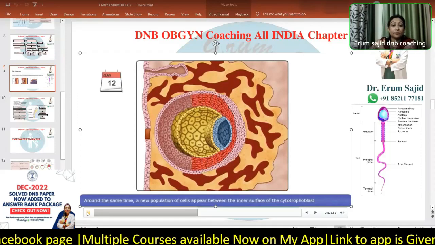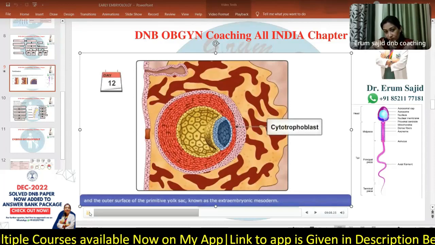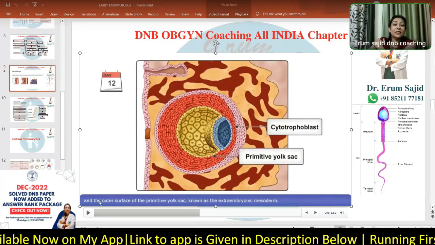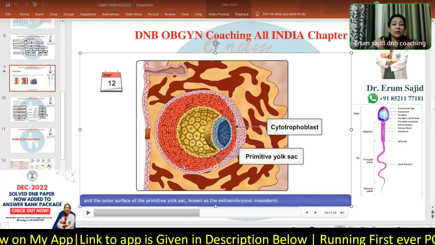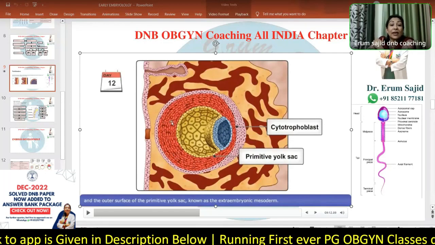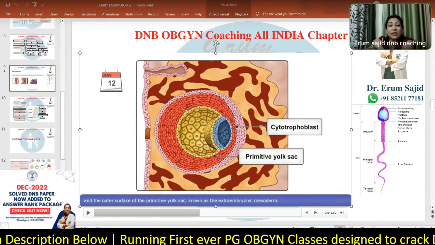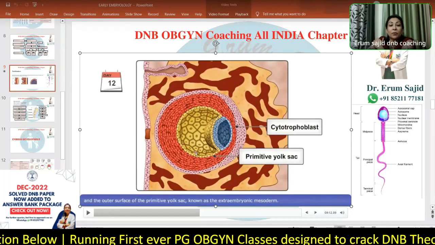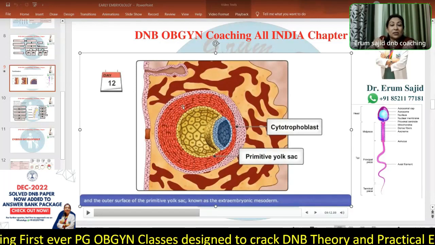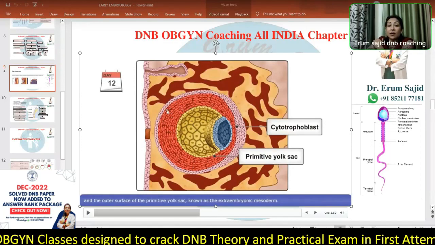At the same time, a new population of cells appear between the inner surface of the cytotrophoblast and the outer surface of the primitive yolk sac. Are you getting this? Can you see these crimson colored cells which have now inhabited this area between the cytotrophoblast, the pink one, and the hypoblast cells, or let's call it the primitive yolk sac? So there's a whole population of cells sitting in between the primitive yolk sac and the cytotrophoblast.